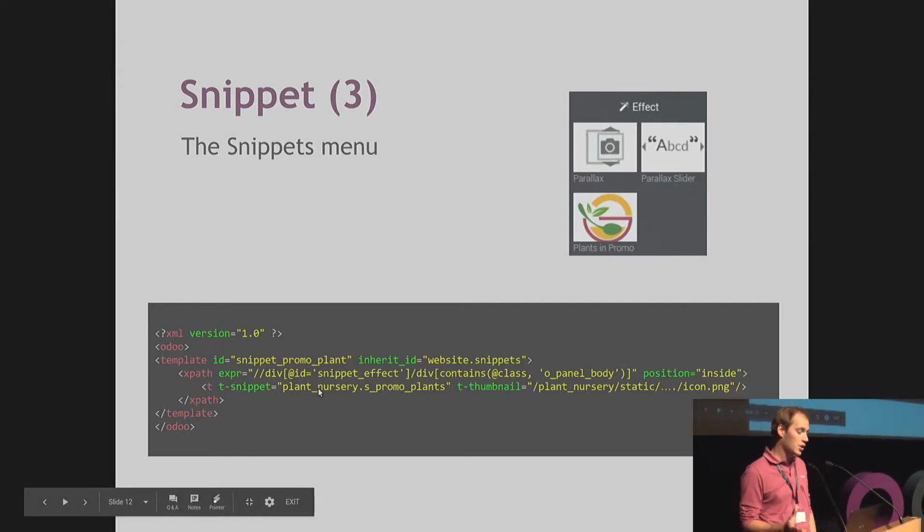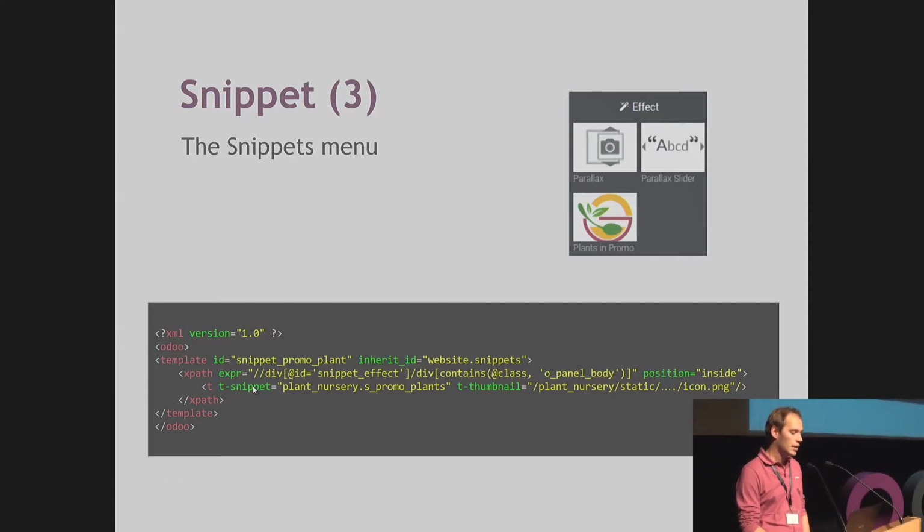And actually, the snippet is quite easy. It's just a tag here called t-snippet that will contain the name of your snippet. And secondly, the t-thumbnail, which will be the link to the image. So this image. Quite simple. So now it's in the menu.